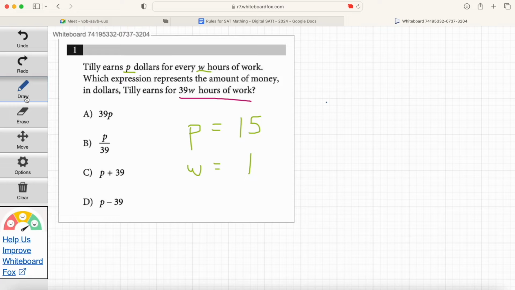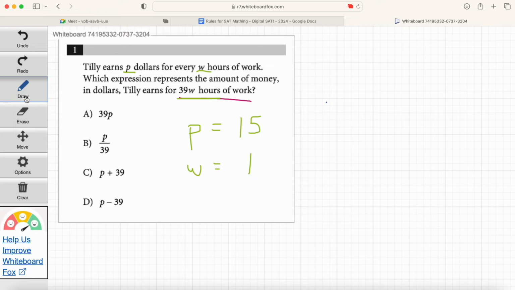Now, the question is, which expression represents the amount of money in dollars Tilly earns for 39 W hours of work? But if W is 1, this is for 39 hours of work. Does that make sense? And you can say no if it doesn't. Kind of. It's still a little confusing. Well, if W is 1, then basically this just becomes 39 hours of work, right? Yeah. And it's really easy, if she's making $15 an hour and she's working 39 hours, you can calculate how much money she's making, right?